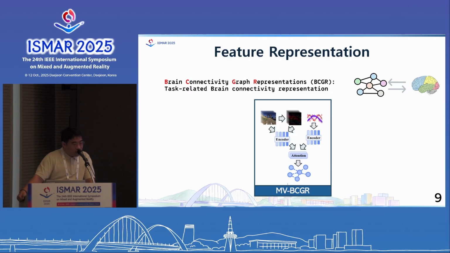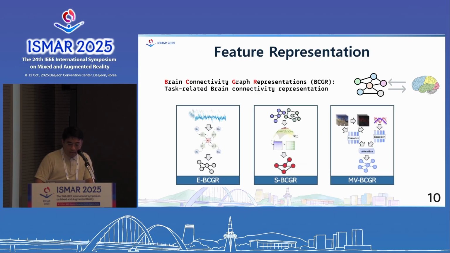An mvBCGR is derived from video and motion data. By mapping this external stimuli into the brain connectivity topology, it provides complementary information about visual and motor related processing. The three variants allow us to capture both internal neural responses and external stimulus inputs in a unified representation space. By representing the heterogeneous features of multimodal data as BCGR, we can more accurately capture the brain dynamics that closely relate to cybersickness.